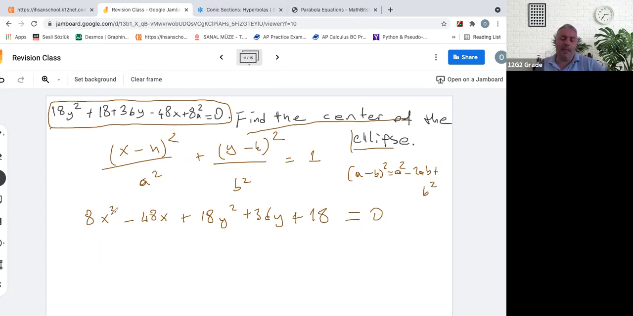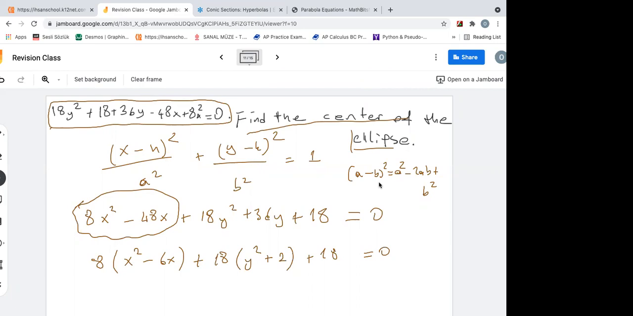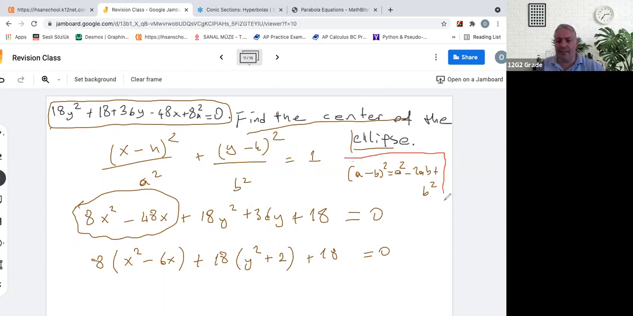First of all, when I look here, I recognize that I can take 8 common in parentheses: x squared minus 6x, right? Is this okay? Yes. And here, 18 common in parentheses. Till here, do you have any question? No, sir.